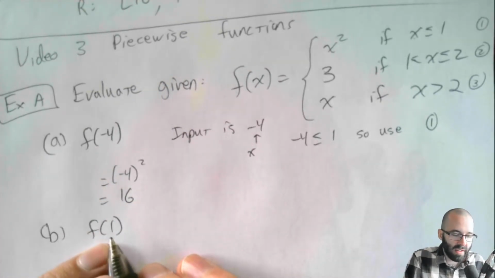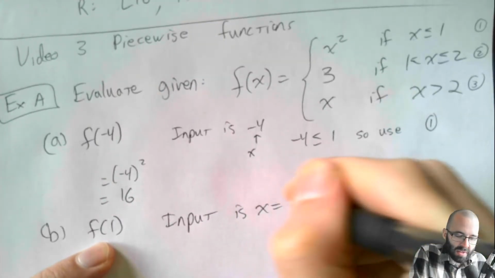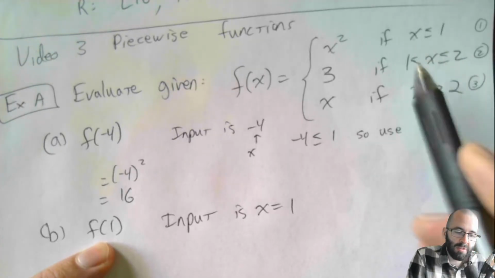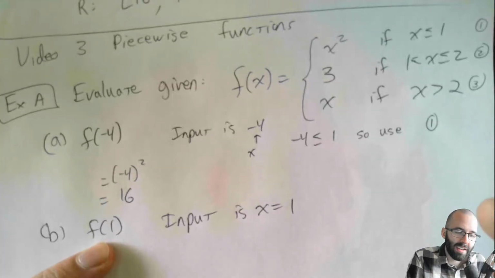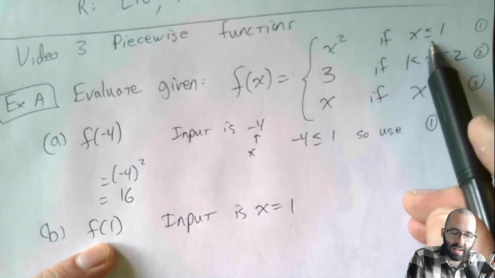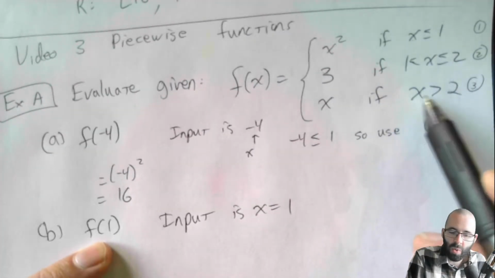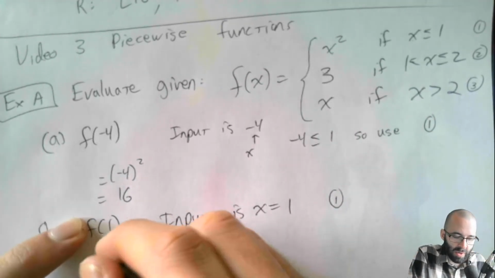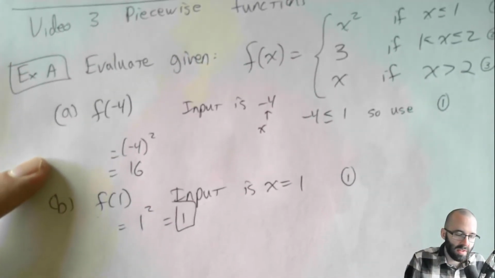f of 1. So our input is x equals 1. We have to figure out which inequality does this fit in? Which piece are we at right here? And it's going to be the same one here, because 1 is less than or equal to 1. 1 is not between 1 and 2, and 1 is not greater than 2. So again, use the first piece, and we're going to get that it's 1 squared, which is just 1. Let's do some more.